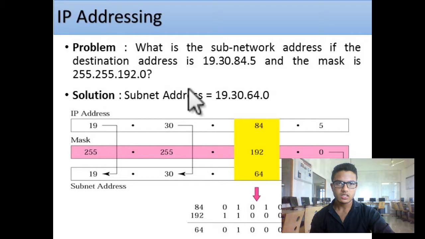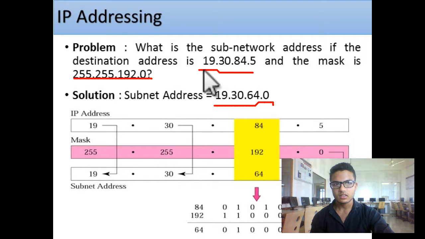One more example, if the destination address is this and the mask given to you is this, then the subnet address is this. It means class B and 255 means the same number. Perform the AND operation between these. Here if you perform the AND operation, you will get 64 and here you will get 0. It means the subnet address is this.